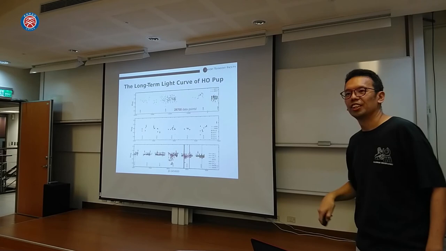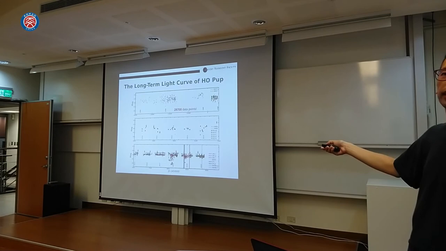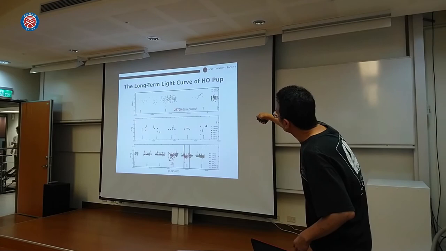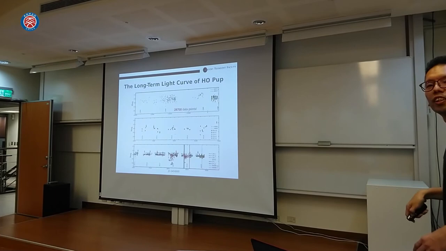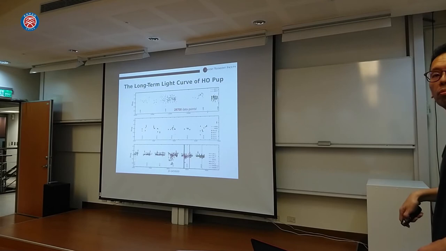ASAS-3 is a precursor of ASAS-SN. I cannot see the horizontal and vertical axes there. Oh, this is magnitude, 12 to 16. So you might know AAVSO. That target should be too faint for AAVSO. Yes, some of the old data is too faint.